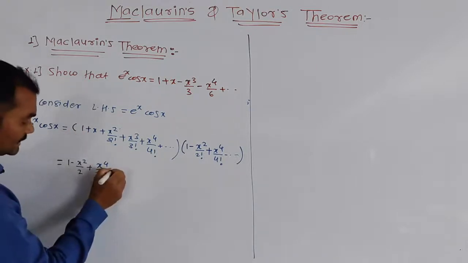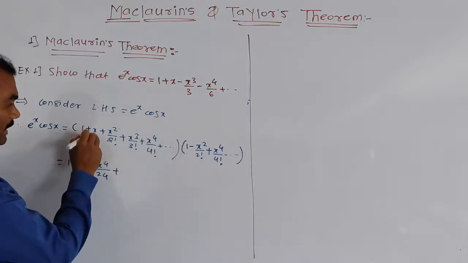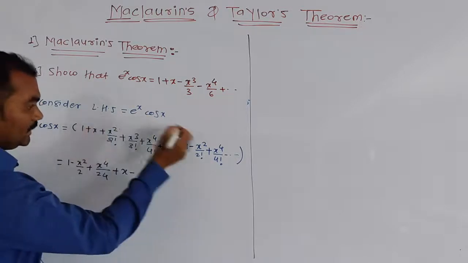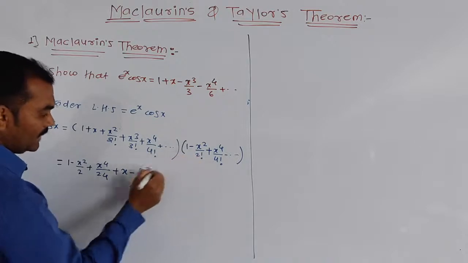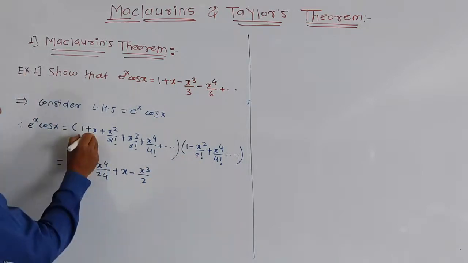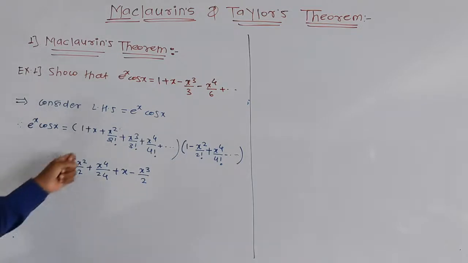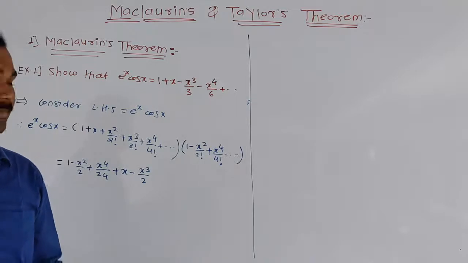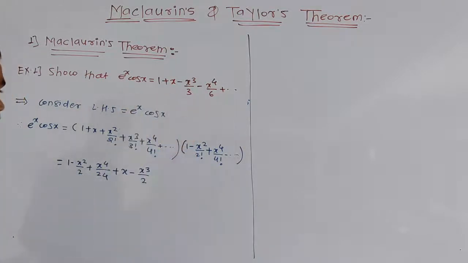Now plus x, multiply this x to this bracket. We get 1 into x, this is x, minus x into x square, this is x cube divided by 2 factorial, which is 2. Then x into this, the power of x will go to fourth. Then x into x raised to 4 belongs to x raised to fifth. No need to write, because we have to find the answer up to fourth place.